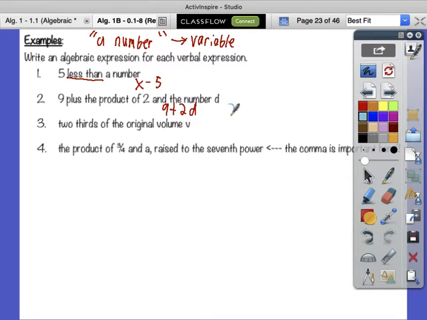Now you could also do 2D plus 9. That's the same thing, because addition, we can do it in any order, okay? Now, this has the 9 first, so we put it first, but it doesn't have to be, okay?